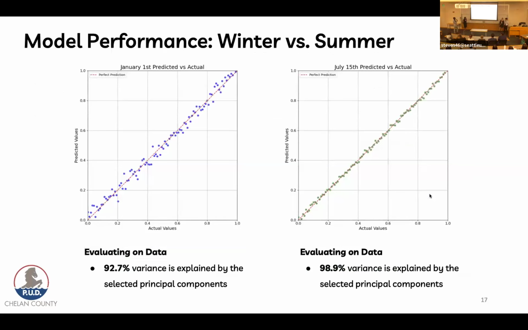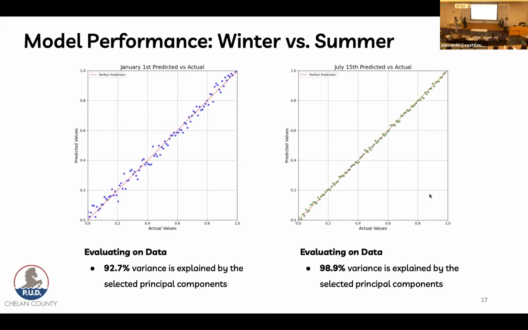So on this slide, we are presenting a comparison of our model's performance for 2 different days. That is January 1st, a day in winter, and July 15th, a day in summer. All those blue and green data dots represent data points, plotted between the predicted value versus the actual value of the headwater elevation. And the dotted line in between shows the perfect prediction line.